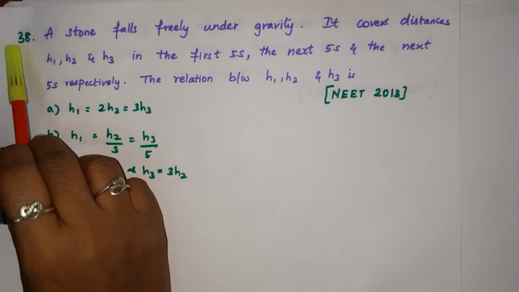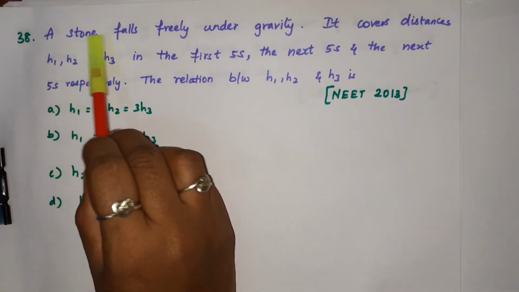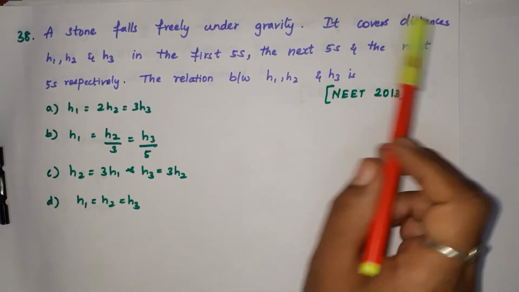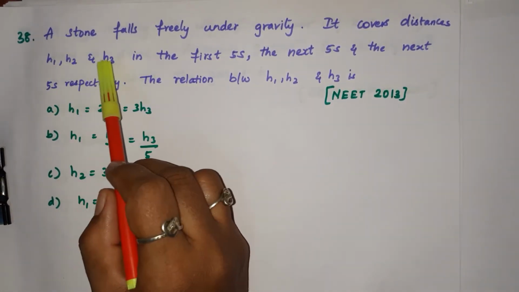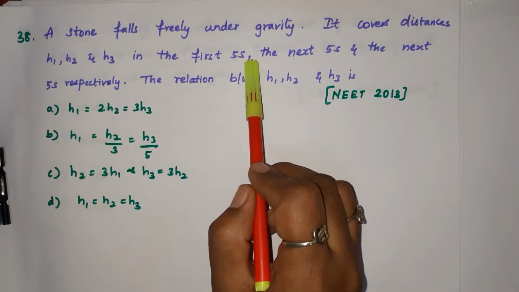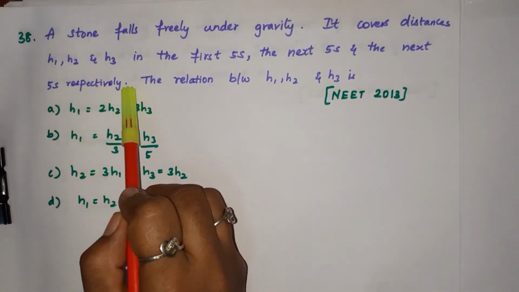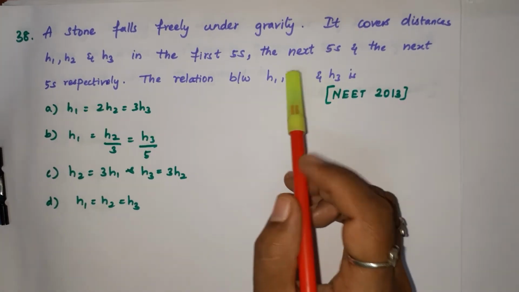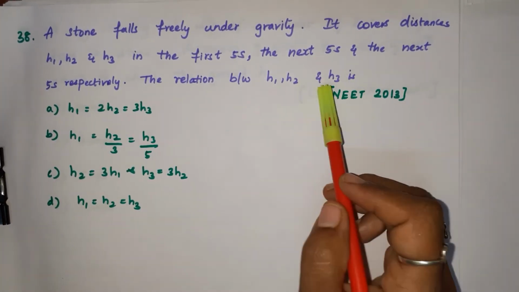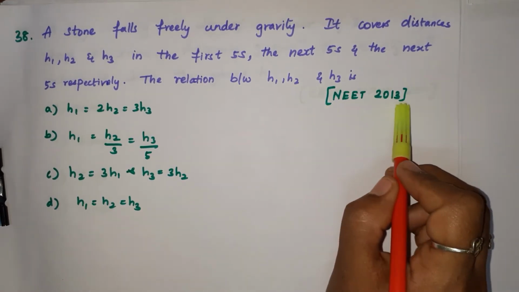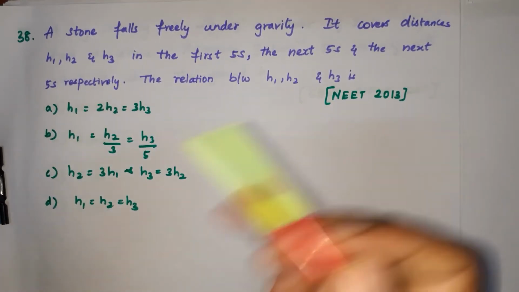Now 38th question. A stone falls freely under gravity. It covers distances h1, h2, h3 in the first 5 seconds, the next 5 seconds and the next 5 seconds respectively. The relation between h1, h2 and h3 is. This is NEET 2013 question, very important question.